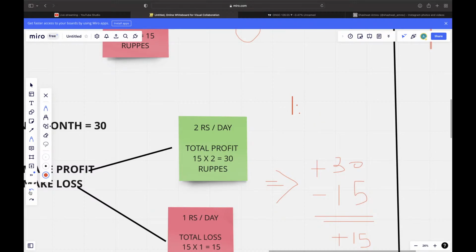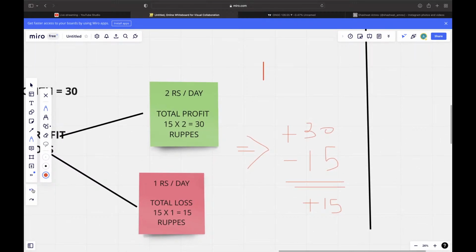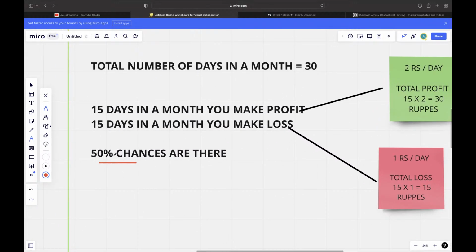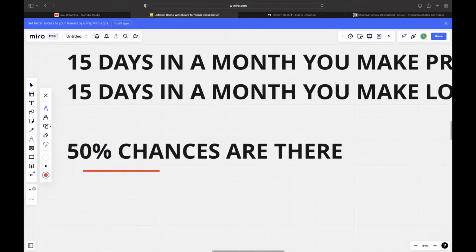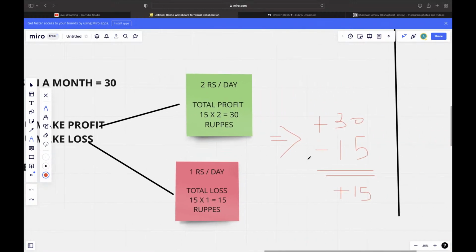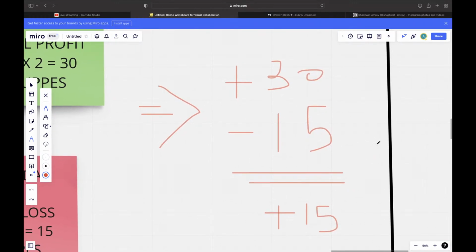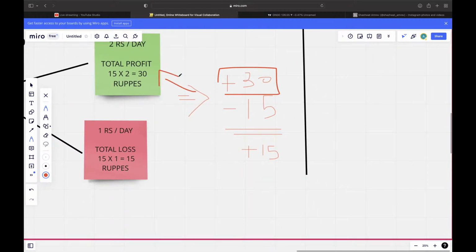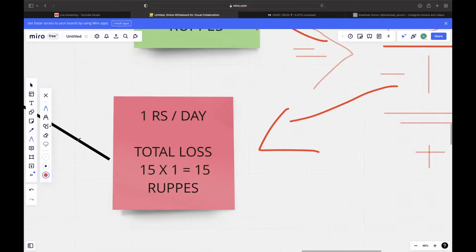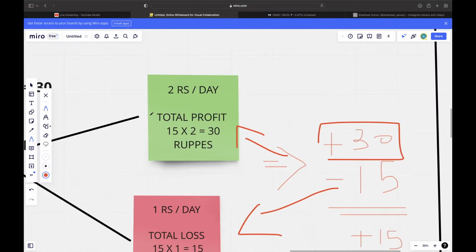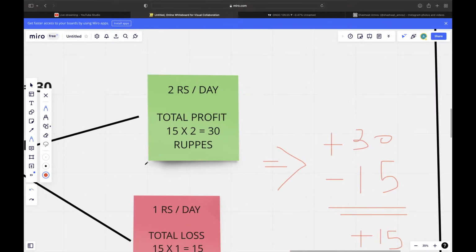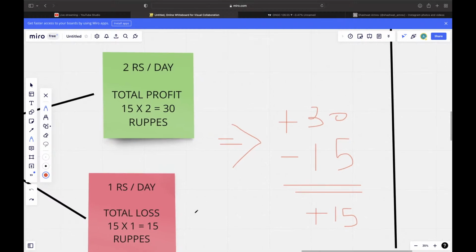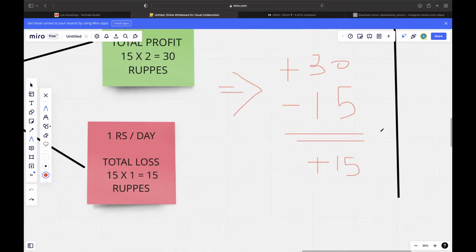So what happens in trading is, for example, even if you play this 50% chances probability, even if you are correct for 50% of the times, if you do this risk reward, you will end up in profit. How? 15 days' profit is 30 rupees, and minus 15 days' loss, because we lose only 1 rupee and we make 2 rupees. So just do the maths. 15 days 30 rupees plus 15 days loss minus 15, which equals total net 15.